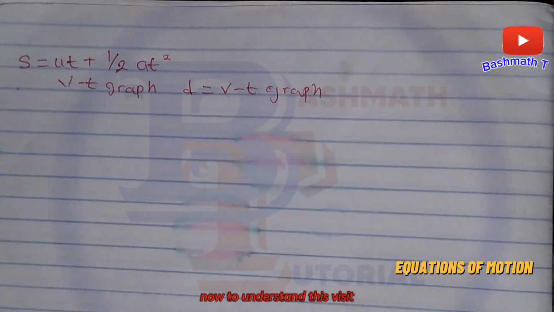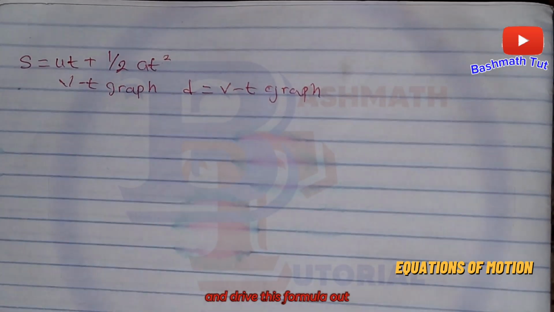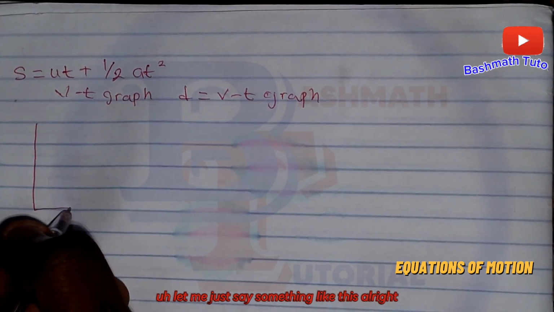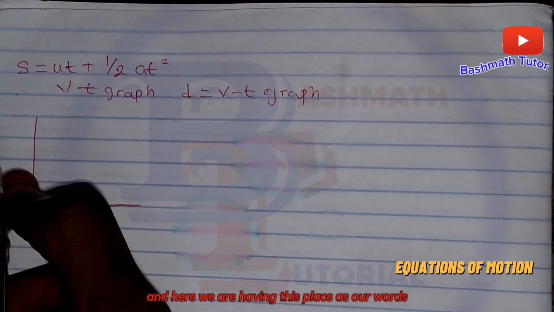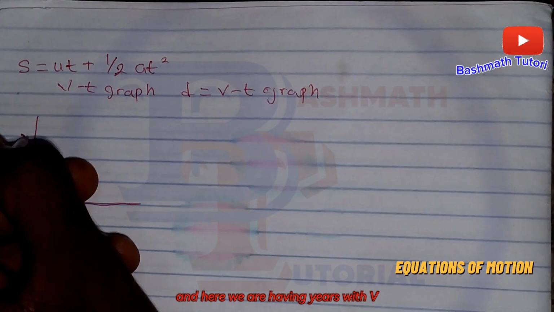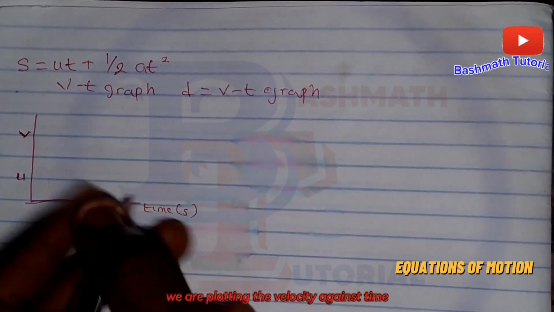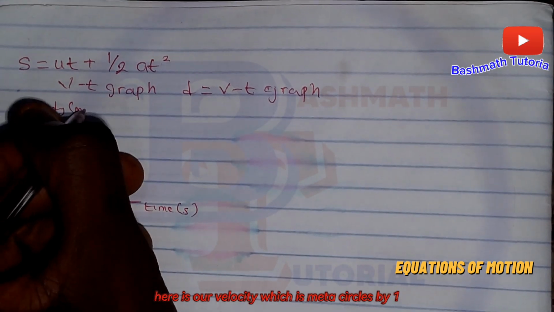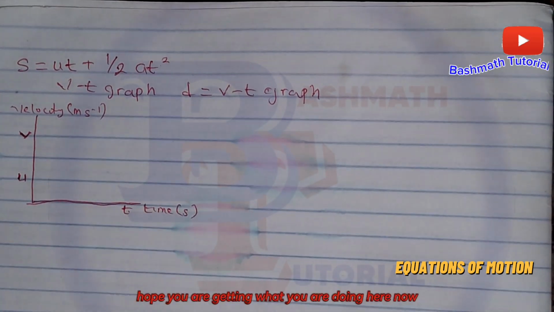To understand this basic idea, we need to use a diagram to explain and derive this formula. Let's give this as an example. Let's say we have something like this, and here we have the initial velocity, that is u, and here we have v, and here is our time, t, in seconds. We are plotting the velocity against time. Here is our velocity, in meters per second, and here we have our t. I hope you are getting what we are doing here.